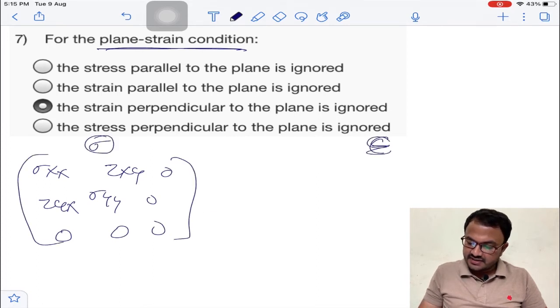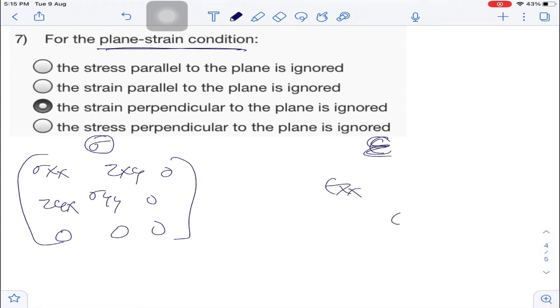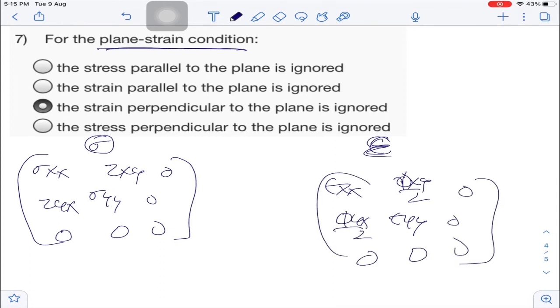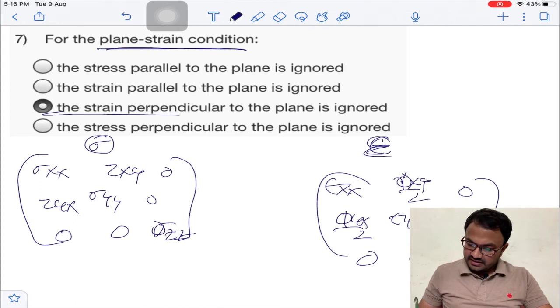And the strain matrix: epsilon xx, epsilon yy, gamma xy by 2, gamma yx by 2. So the remaining all are zeros. In this, sigma zz will be there, so it is related to strains out of plane. Out of plane means perpendicular to the plane, which will be ignored.